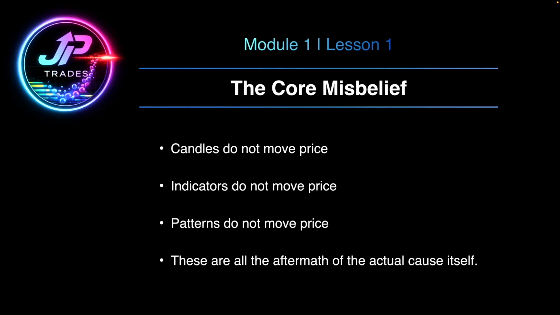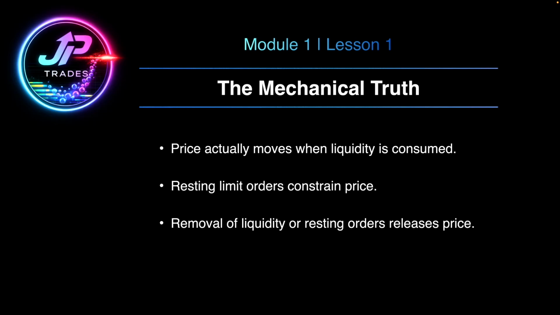Price does not move because of candles or indicators, and price doesn't move because there are more buyers than sellers even. Every transaction, without exception, has one buyer and one seller. So the idea that price moves because one side suddenly outnumbered the other does not make complete sense mechanically. Now, what actually moves price? What actually moves price is liquidity. More specifically, price moves when resting liquidity is consumed. That is the core truth of the auction model.